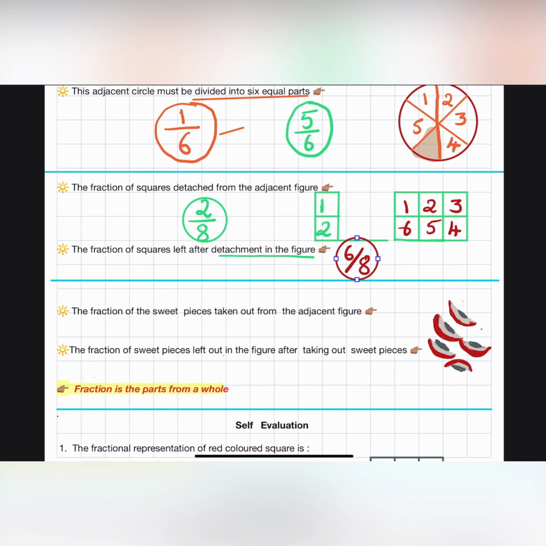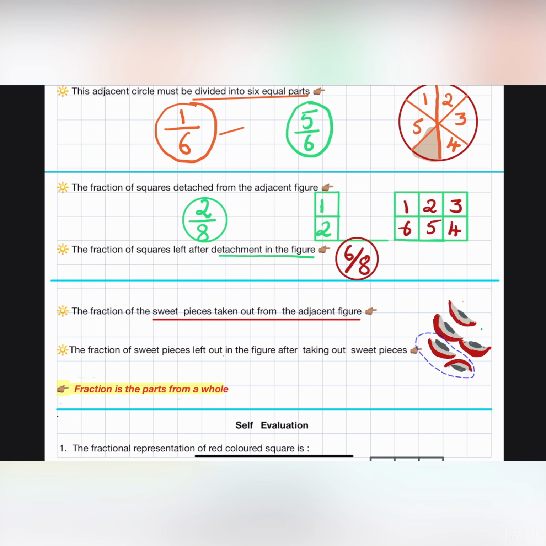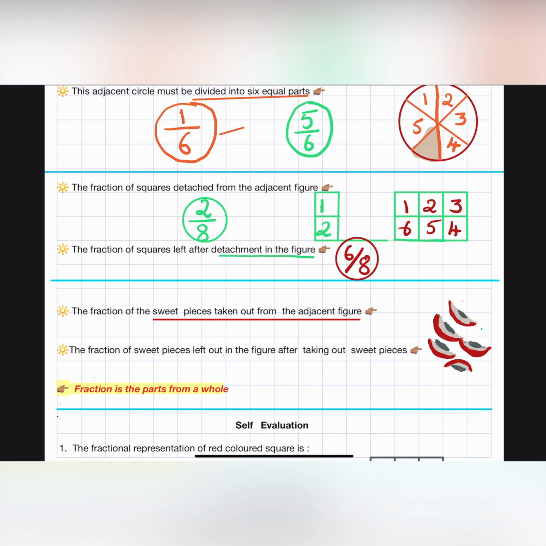Now let us take another example. The fraction of sweet pieces taken out from the adjacent figure. How many are taken out? Okay, I will take out these two. This also has come out. Let me try it again. Now 2 are taken out of 5, right? 2 are taken out of 5. So this is a fraction.